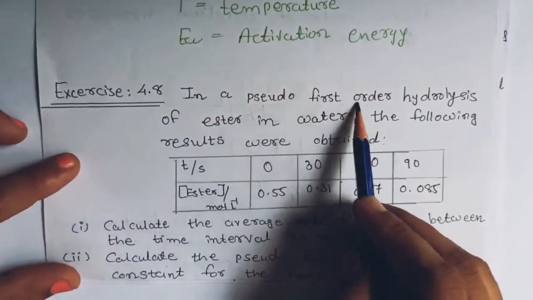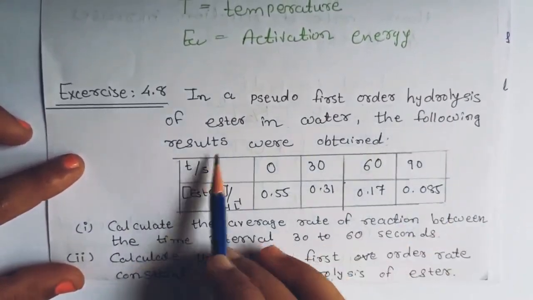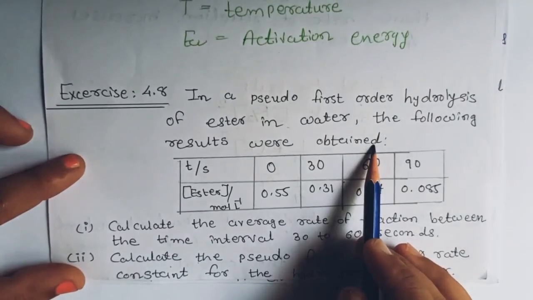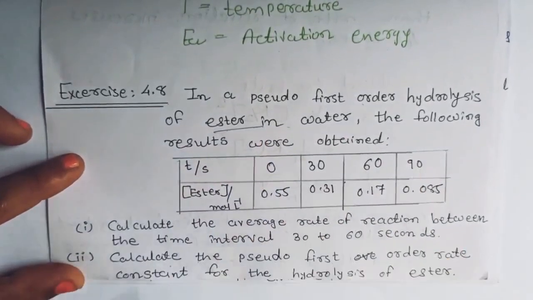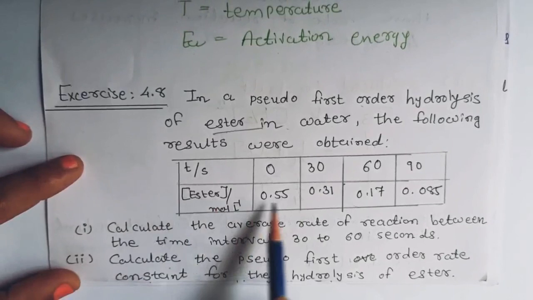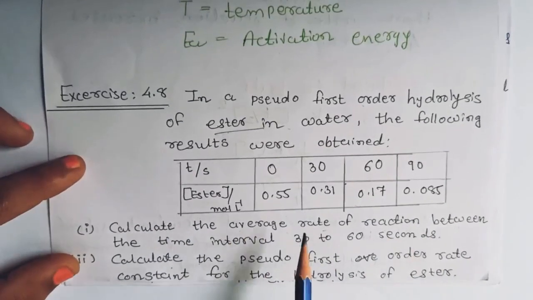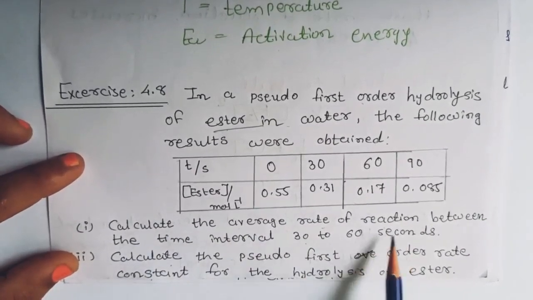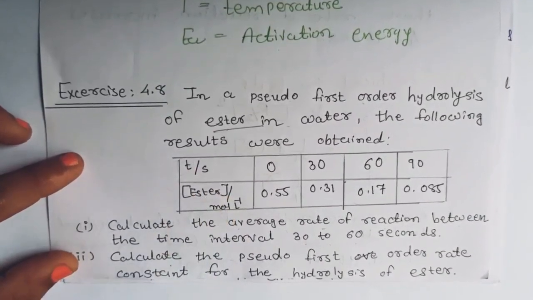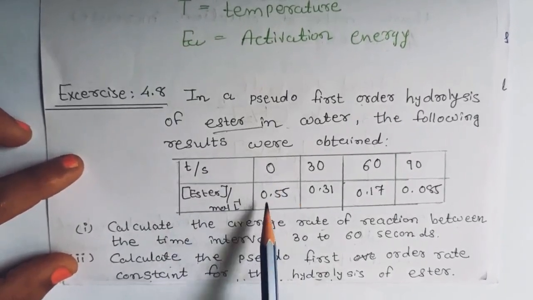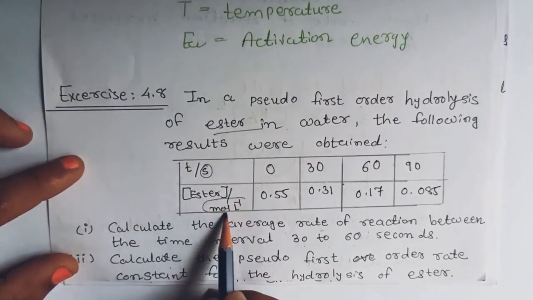Now our next question, which is 4.8. In a pseudo first order hydrolysis of ester in water, the following results were obtained. Here we have carried out the hydrolysis of ester in water, and some experimental data are given in the table. From this table we have to calculate the average rate of reaction between the time interval 30 to 60 seconds. In the table the time is given in seconds, and the concentration of ester is given in mole per liter.